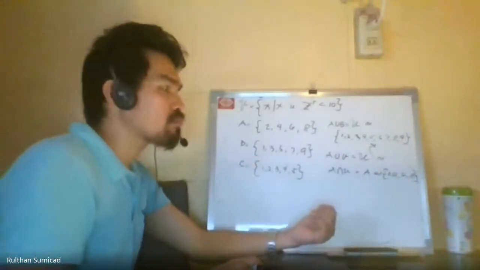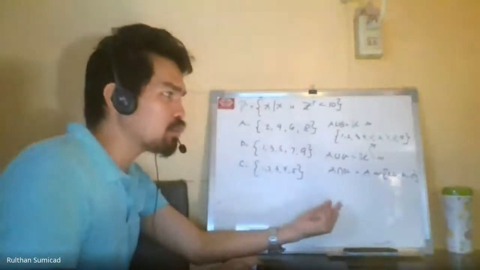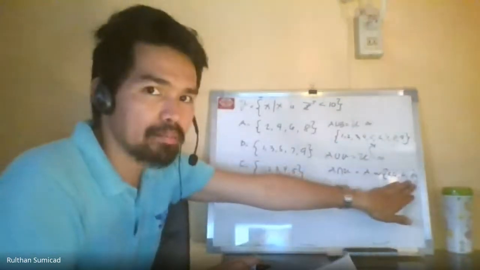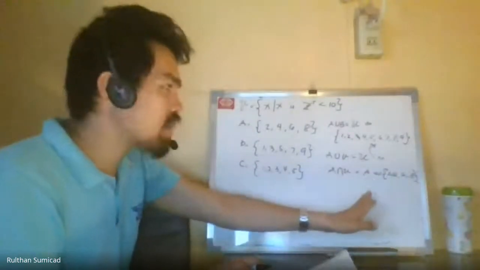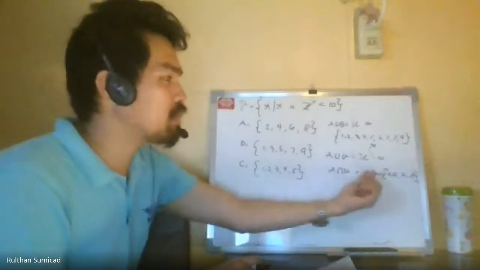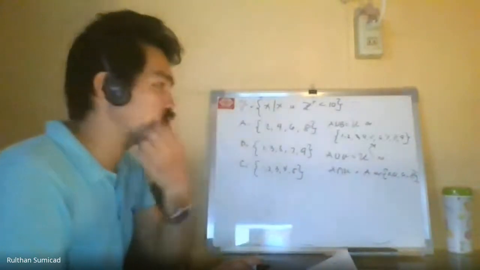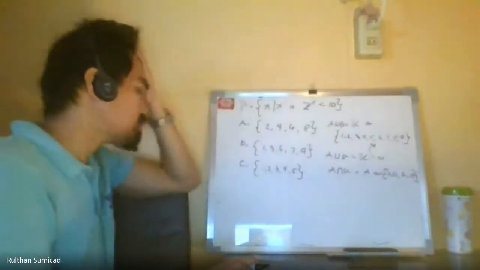If the question is what are the elements of A intersection U, then this is your answer. Or if the question is A intersection U is equal to A, it means that the intersection of these two sets is simply the set A. So you must know why I'm showing you this letter.